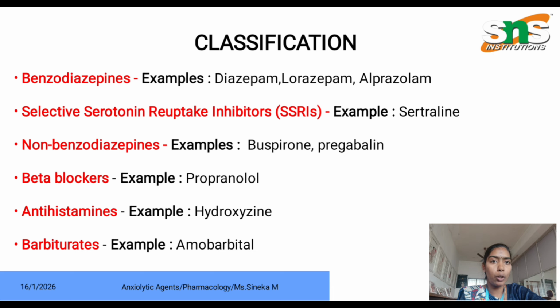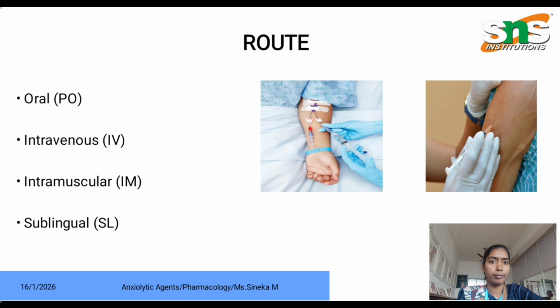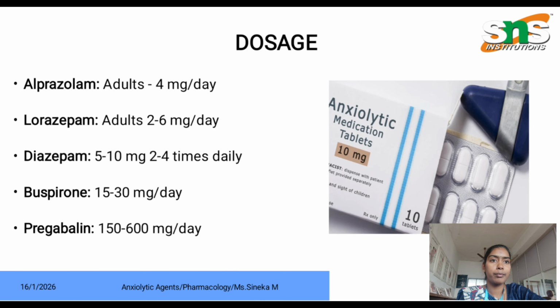The third one is non-benzodiazepines. Example: buspirone, pregabalin. Fourth one is beta blockers. They block the adrenaline to reduce the alertness. Example: propranolol. The fifth one is antihistamine. It blocks the histamine. Example: hydroxyzine. The last one is barbiturates. Example: amobarbital. Routes of anxiolytic agents are oral, intravenous, intramuscular and sublingual. Based on the patient's condition, we will select the route.